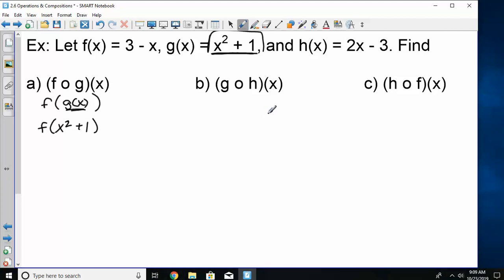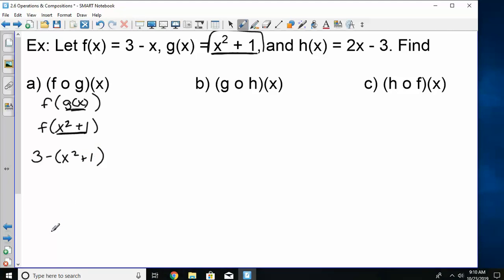Why do you put f in front of that? Because it was f composed with g to start with. So I'm just working on the inside. So I did the g of x, which is this. Now I have to do f of that. So that means you go to f and you replace your x with this thing, which is x squared plus 1.